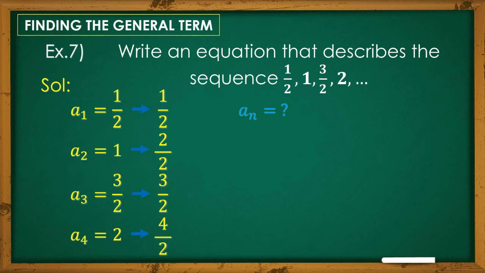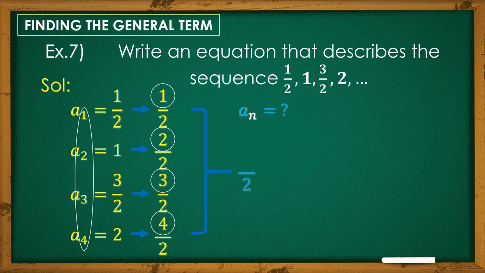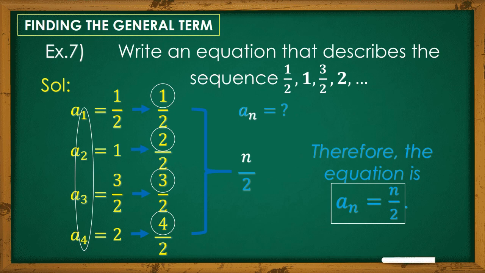By observing our pattern, we can see that all of them are similar fractions na may denominator na 2. So this is our repeated value na maaaring kasali sa ating general term. Observe now our numerators. Ang numerator natin ay consecutive numbers from 1 to 4. Pareha sa value ng n ng ating mga terms. Therefore, the equation that we are looking for, example number 7, is a sub n equals n over 2.